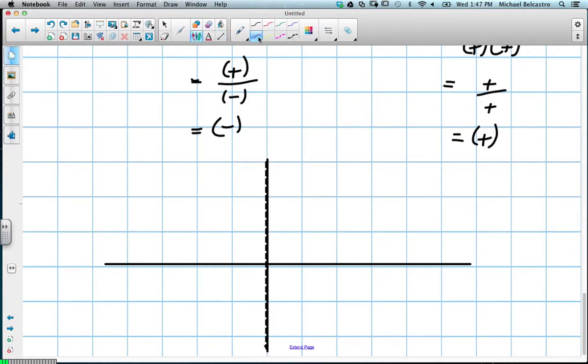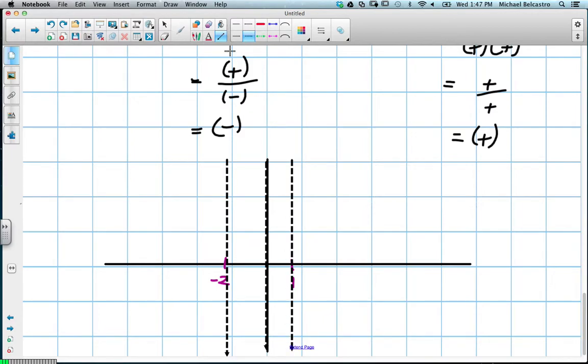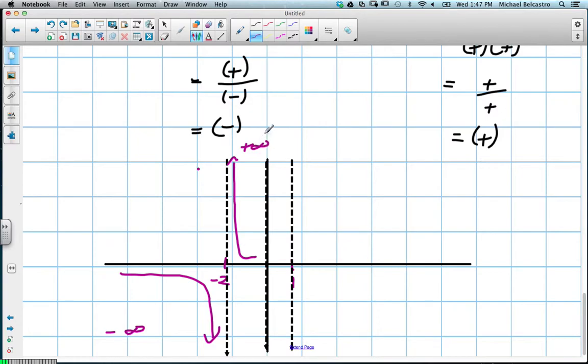So if we were to make a rough sketch of this model with our vertical asymptotes, we know we have a vertical asymptote at the value of negative 2 and a vertical asymptote at the value of 1. We'll put two lines representing those asymptotes. So at negative 2 we have a value, and at 1. And according to our information, as we go across, when we approach it from the left, we're going towards negative infinity. When it's approaching it from the right, it's heading towards positive infinity.